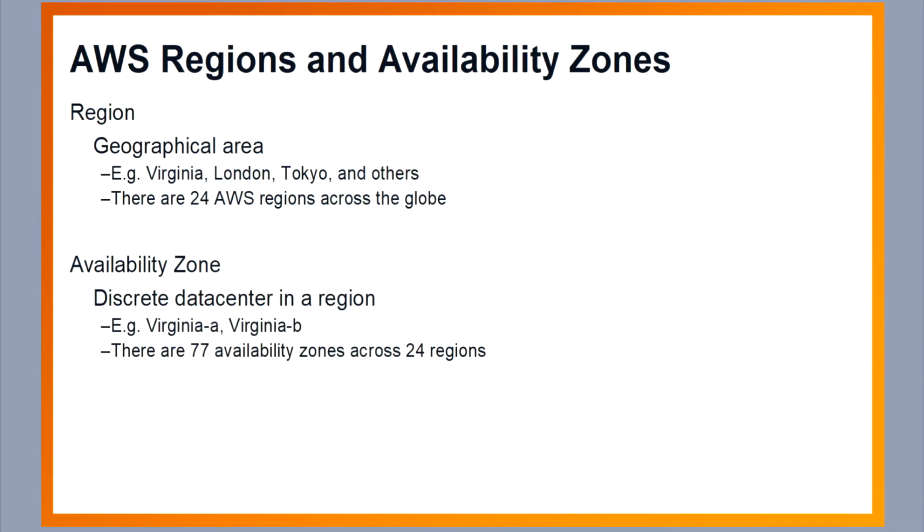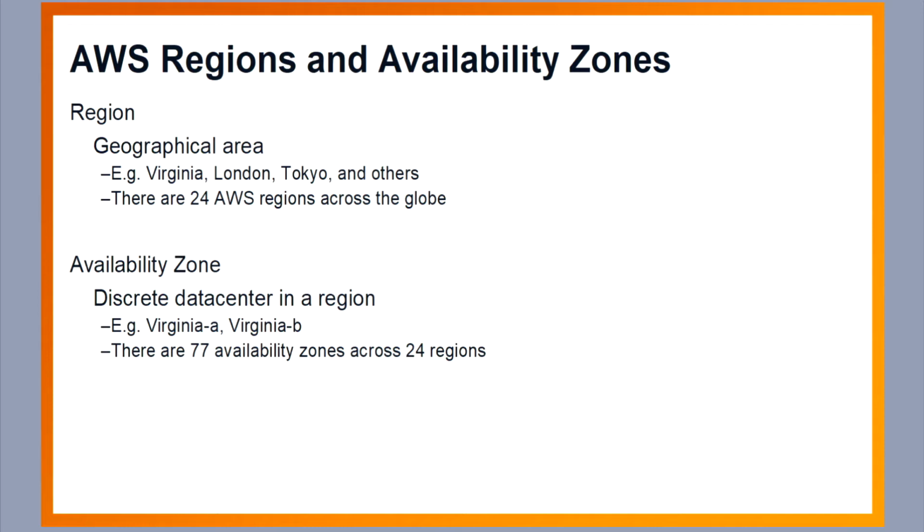It's time to begin. AWS has a global infrastructure, a global network, and inside of that global network, nomenclaturally, we have regions and availability zones. A region is a geographical area. That's Virginia, Tokyo, Paris, London, Ohio, Ireland, etc. There are 24 AWS regions across the globe, and then in each region, there are a minimum of 3 availability zones. An availability zone is a discrete data center within a region.